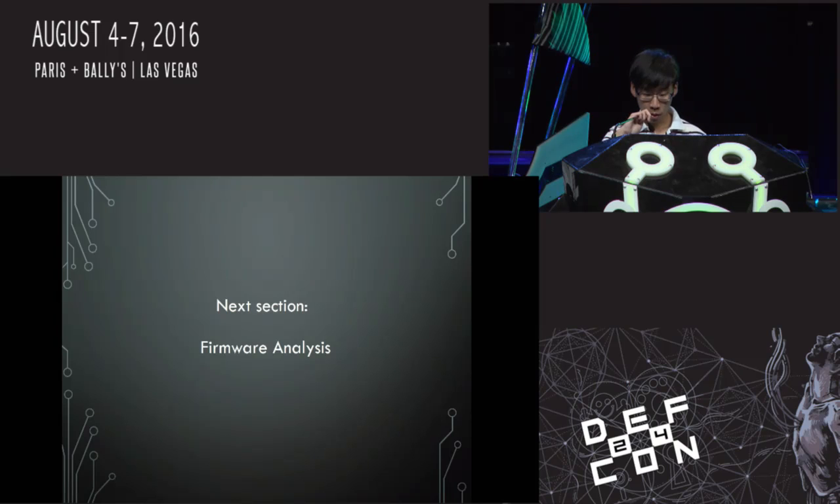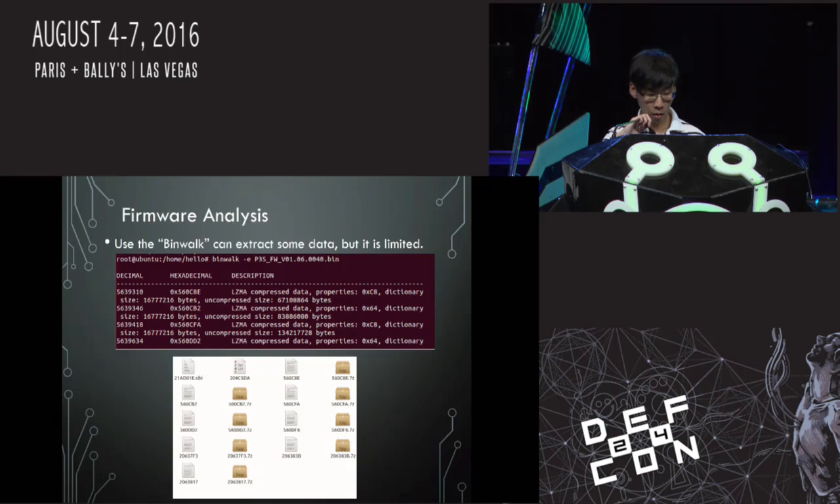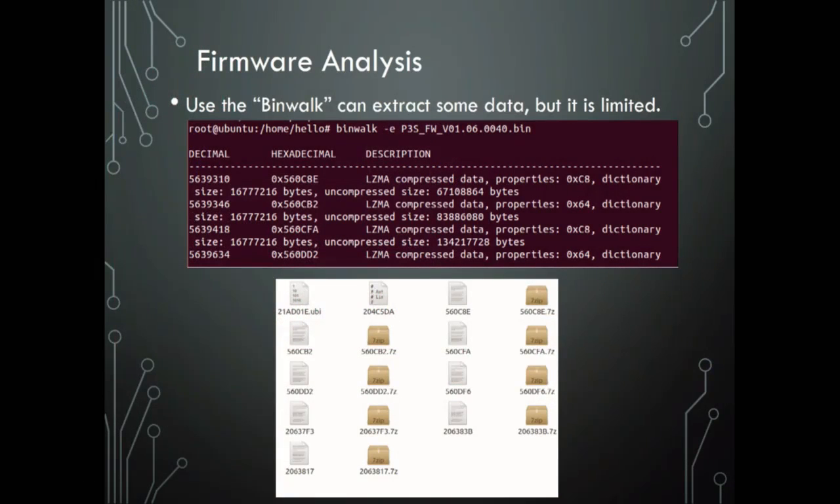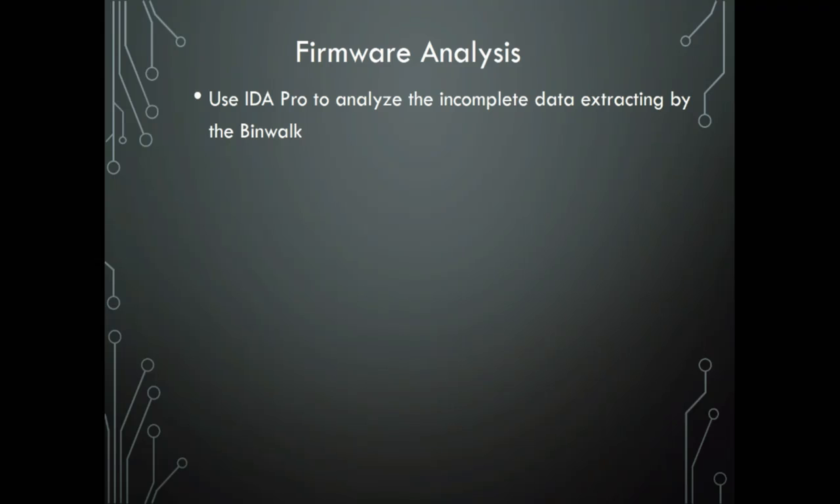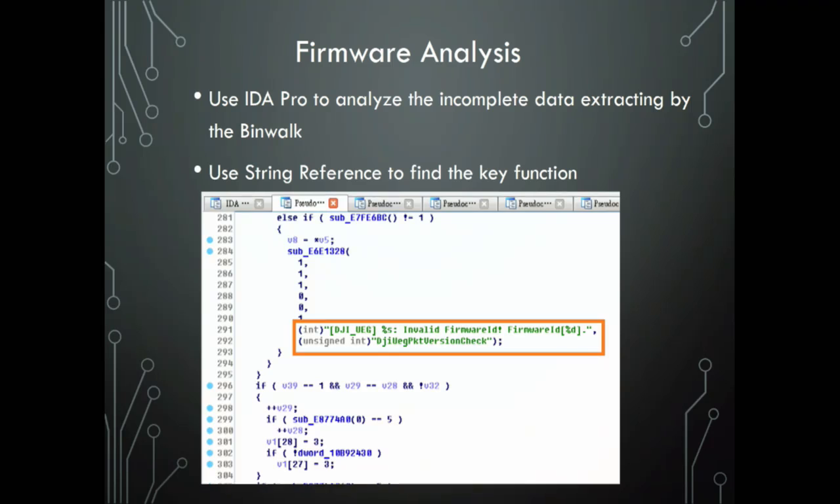Okay, let's intro the next session, framework analysis. How to analyze the framework? We can use the beanwork to extract some data, but actually it is limited. So we use IDA Pro to analyze the incomplete data extracted by the beanwork and use string reference to find the key function. The function is designed to check the framework. We can use it to reverse the framework format.